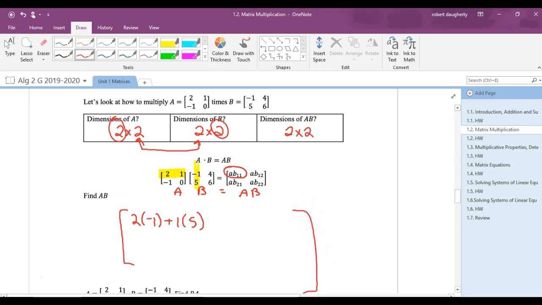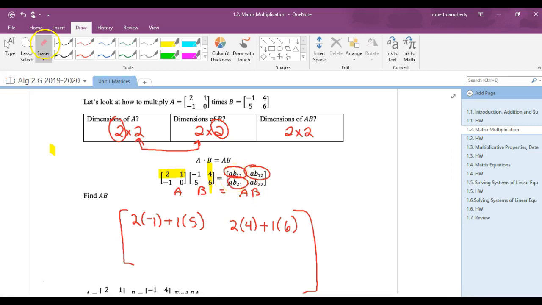I want to find the number that goes right here. I need to look at what? The first row and what? Second column. So I need to be looking at this information. Okay. So in order to get that, that's going to be 2 times what? 4 plus 1 times 6. Okay, I'm halfway there. Now I want to move on to this number right here.